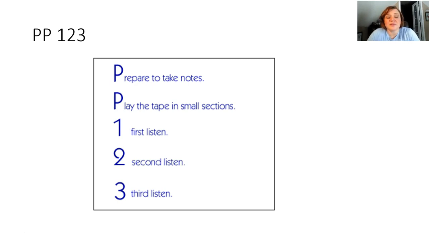But when you're doing these small sections, you can do one of 2 ways. And the first idea is to do the 1, 2, 3 part, which is first of all, the first listen. And honestly, that is just you sitting in front of it like you're watching a movie or anything else, and sitting and just listening. Then the second listen is where you actually go in and do something active, which is taking the notes. And this is really where that playing the tape in small sections or the video in small sections comes into play.